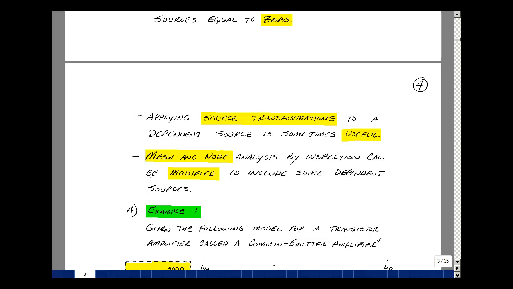You can source transform, though, the dependent source, and sometimes it's very useful in solving problems. We'll look at some examples of this in the chapter. We can also do the mesh and node analysis by inspection if we do a slight modification to handle the dependent sources. Again, we'll look at that a little bit later in the chapter.